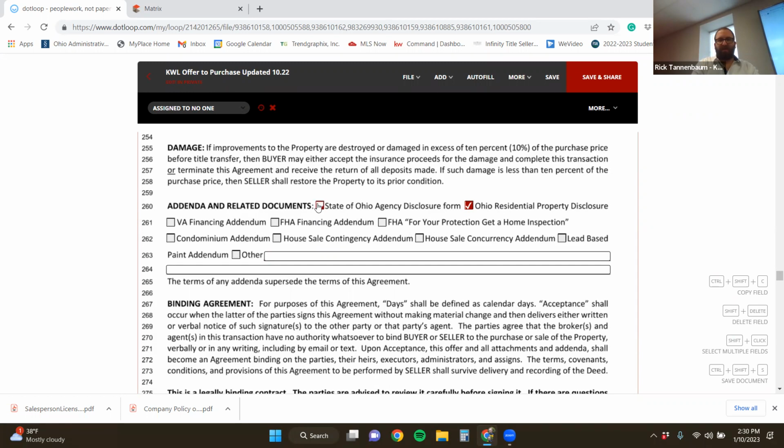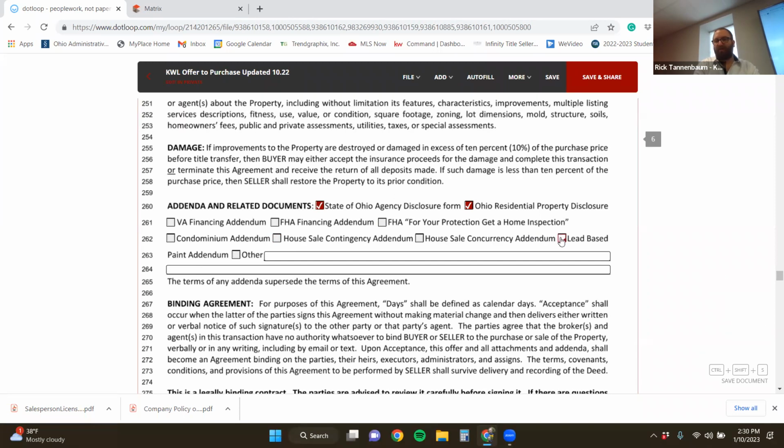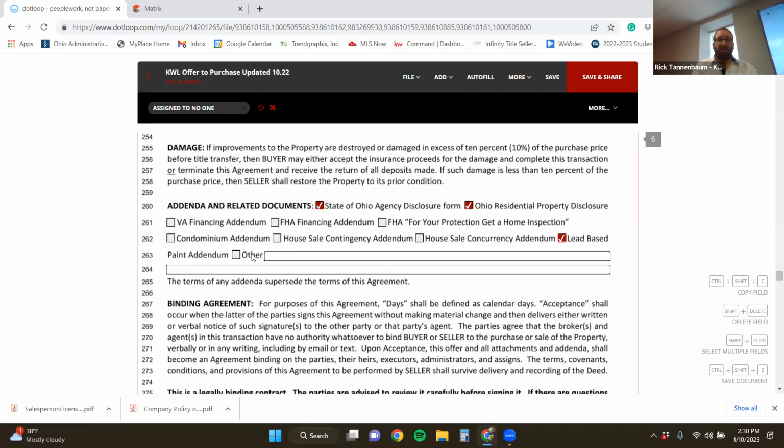So we're going to check off the agency disclosure, the residential property. If there's FHA, VA, condo, you'll check off what's appropriate. Lead-based paint if it's built prior to 78. Any other addendums, if we're using Ohio Real Title, we're going to put in here the affiliated business arrangement disclosure notice. If you're using that COVID addendum, you're going to include that here. Anything else, if you've written addendum A or something.